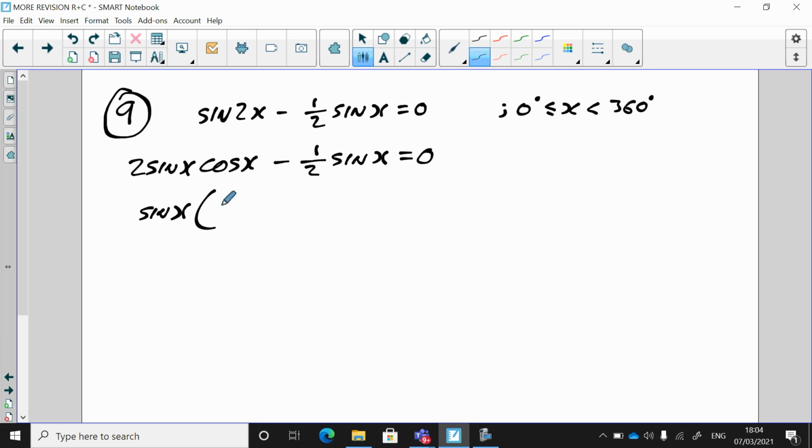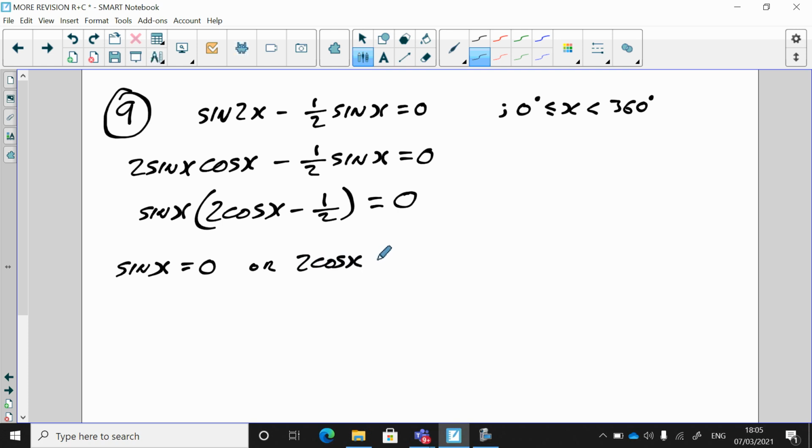Okay, right, so let's go for it. So what do we say? 2 cos x, take a half equals 0. Right, you get a product of two things. That times that equals 0. Only way that's going to work is if the first one is equal to 0 and if the second one is equal to 0. So you get sin x equals 0, or 2 cos x take away a half is equal to 0.